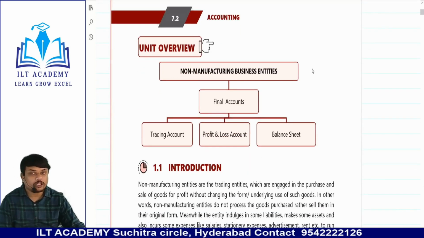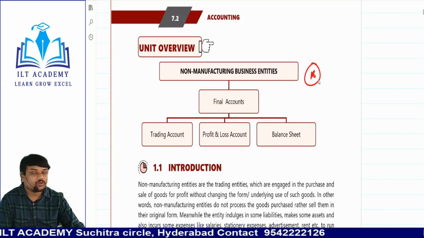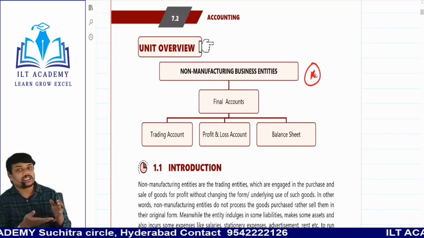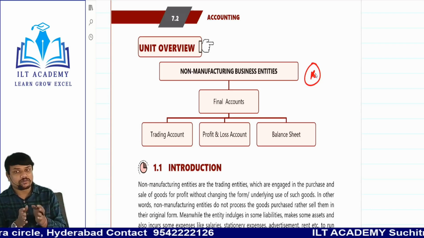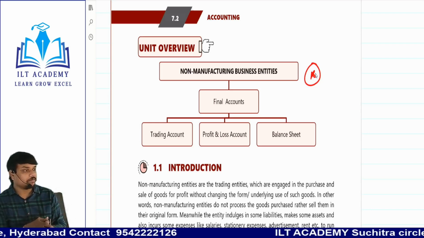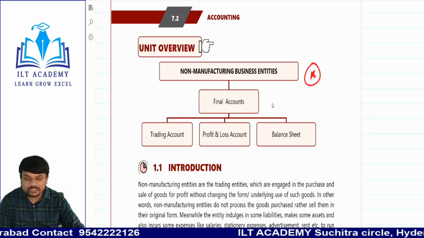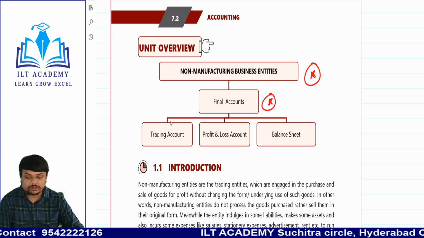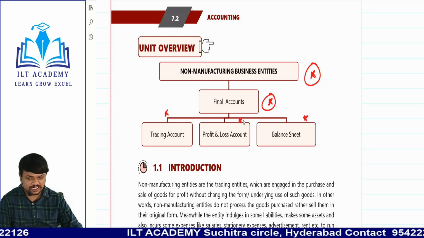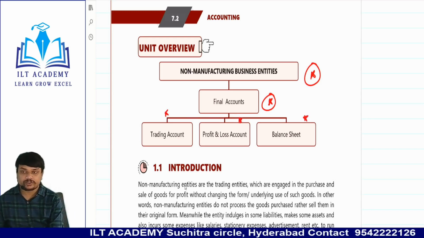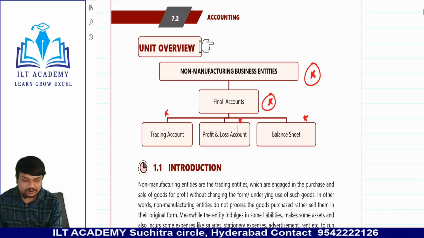Now when we talk about non-manufacturing business entities, what are manufacturing business entities? They manufacture a product. Non-manufacturing means other than manufacturing. In all these cases, final accounts are to be prepared on the basis of trading account, P&L account and balance sheet. These are the three items which you are going to do. So let us understand briefly.